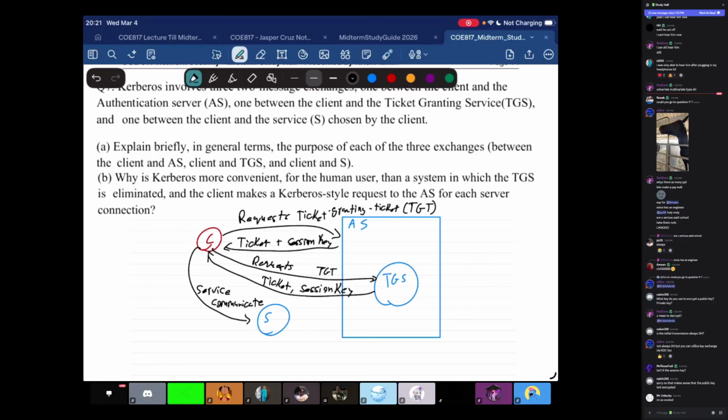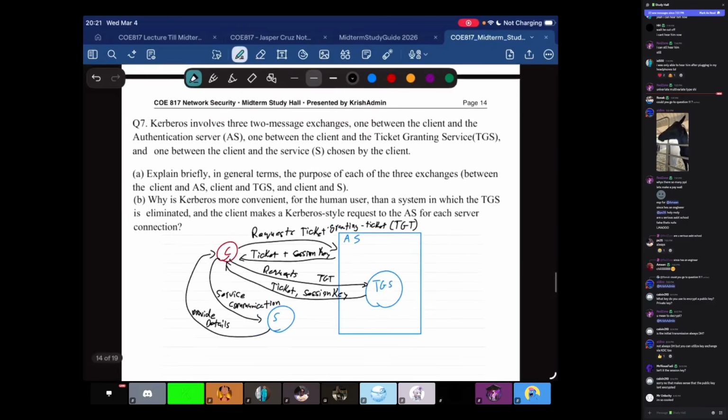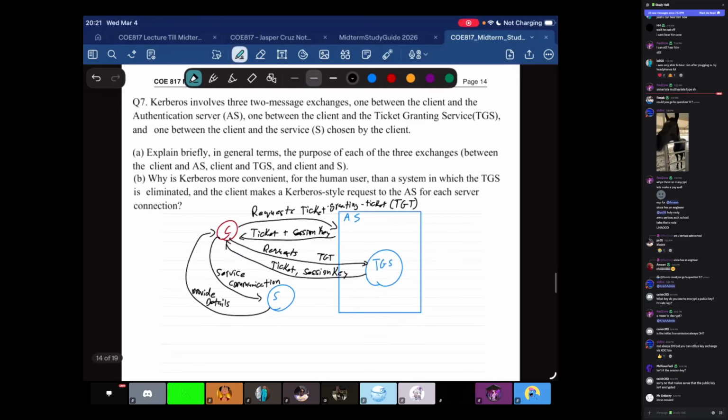Service communication can commence. And then whatever is requested from the server, it will provide details. Kind of how the prof lays it out in the lectures. This is for part A.